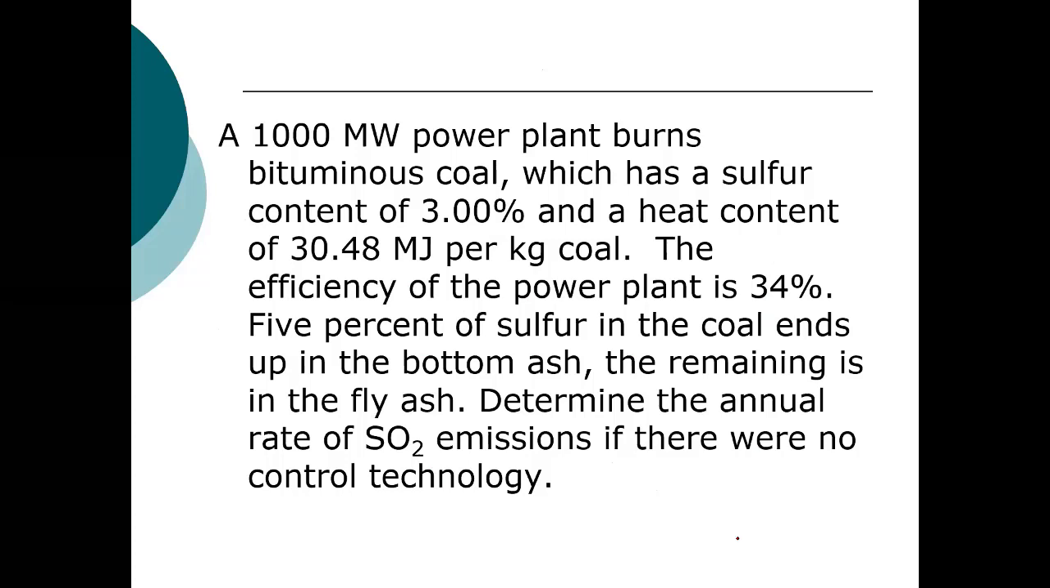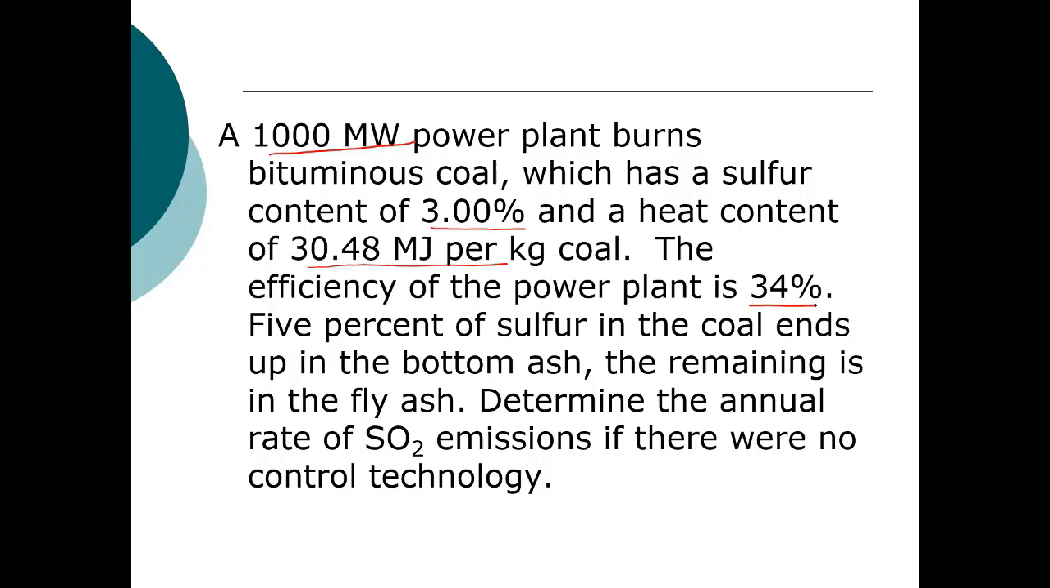So in this case, we have a 1,000 megawatt power plant, and it's burning bituminous coal. And that coal has a sulfur content of 3% and a heat content of 30.48 megajoules per kilogram of coal. So that's how much energy we can extract essentially from a mass of coal.